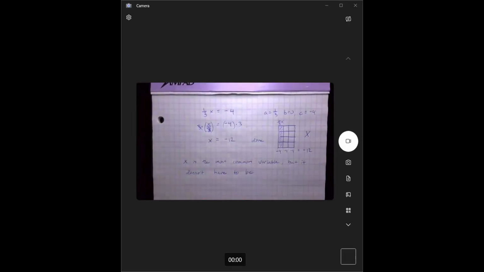But I just want to let you know that on web work, on your worksheets, you may be asked to solve something like 1.8z equals 14.5.